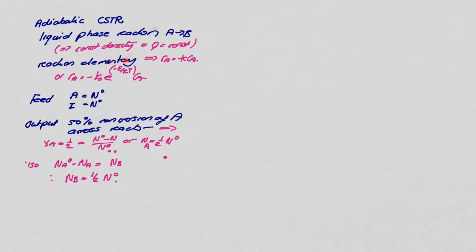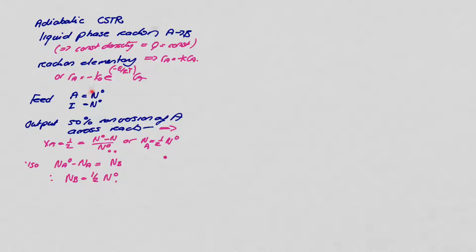We assumed that the reaction was elementary. So if we have a look at the reaction A goes to B and the reaction is elementary, the rate then is minus k Ca. The temperature dependence is in k, and typically the rate constant is given as k naught e to the minus E over RT. So that would be our rate equation, and there is where temperature would influence the rate.